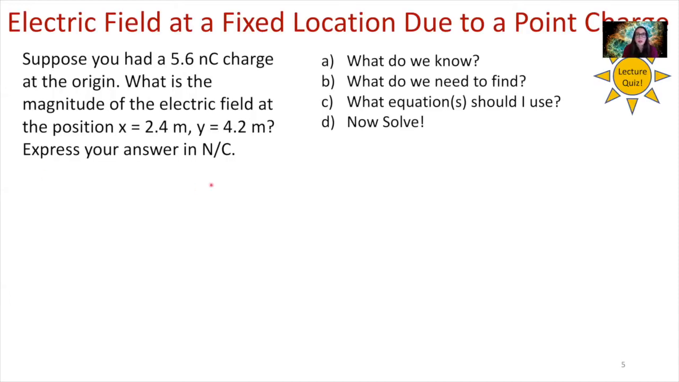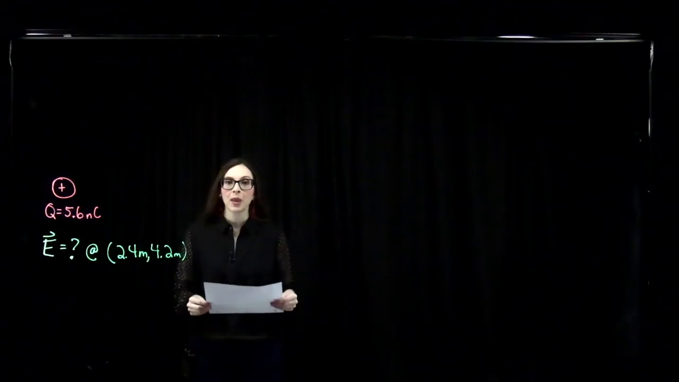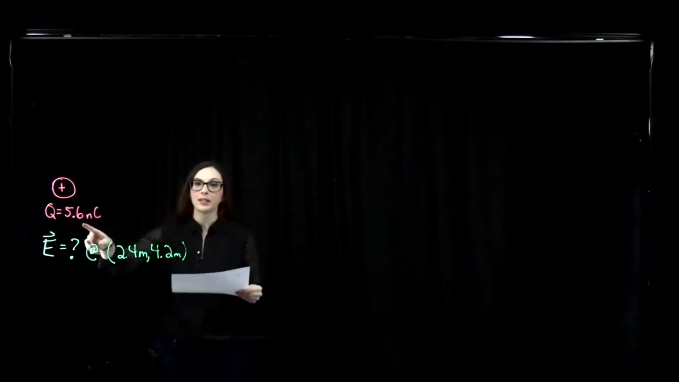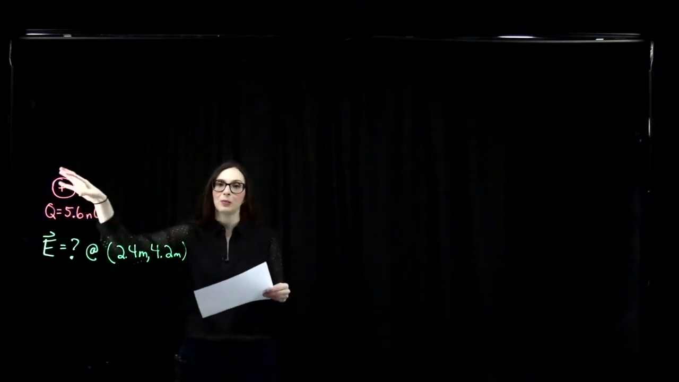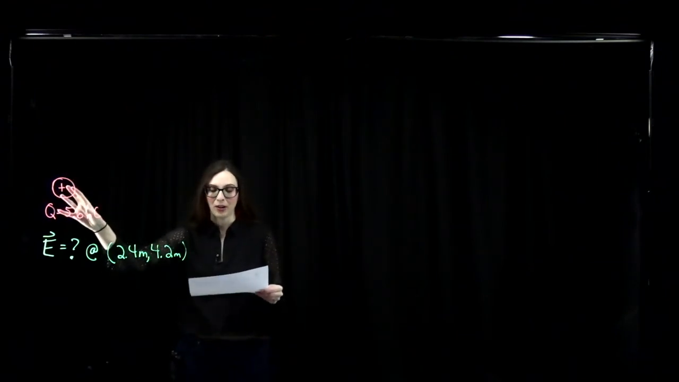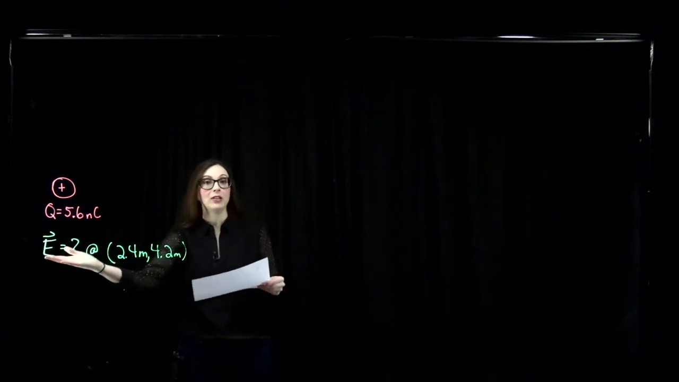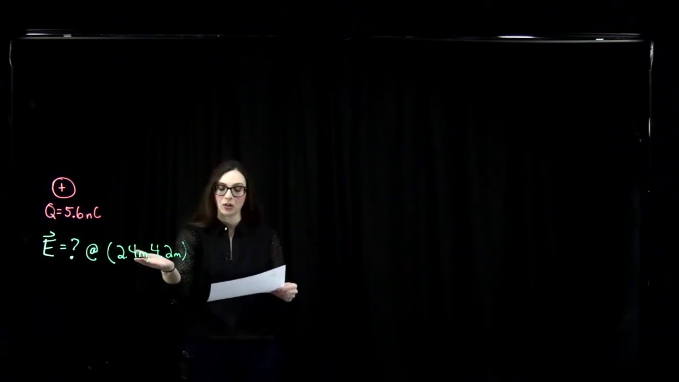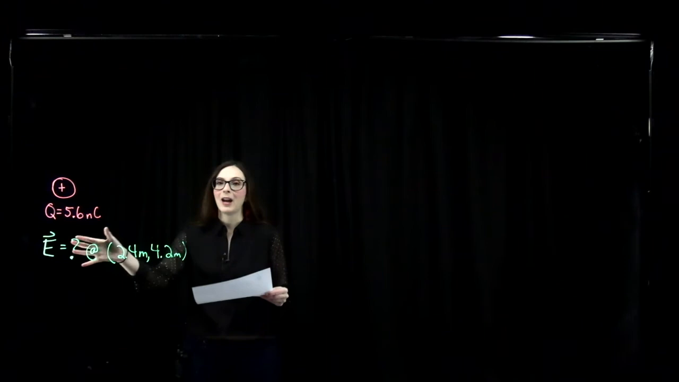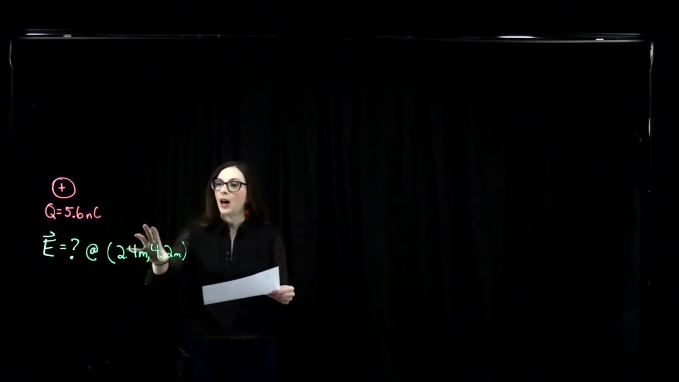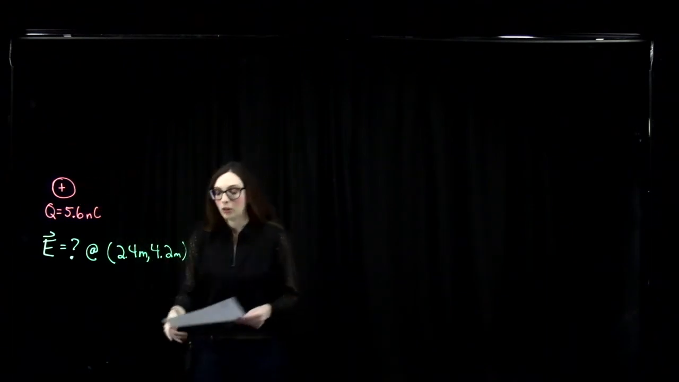Now we're going to solve this problem right here. This is the problem we're going to work on the light board, where we evaluate the electric field at some point away from a positive charge. Suppose we have a 5.6 nanocoulomb charge located at the origin. So the origin of an XY coordinate system, we place it right where x and y equal 0. What is the magnitude and direction of the electric field at the position x is equal to 2.4 meters, y is equal to 4.2 meters? So here I've written it as a coordinate pair, okay? So what is our electric field, the magnitude and the direction at this point away from my charge?